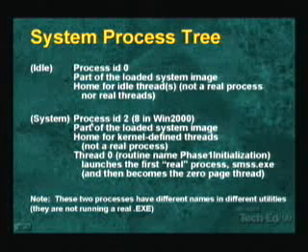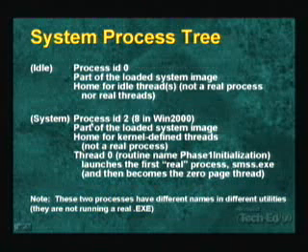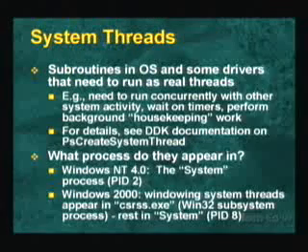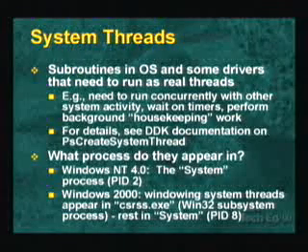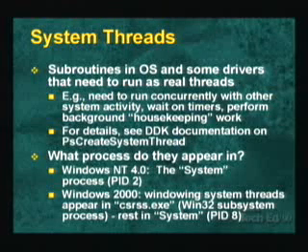Now first, let's talk about some examples of system threads. System threads are normal threads in that they're an instance of a piece of code that's running. They have a priority. In fact, they don't get any special scheduling preference.